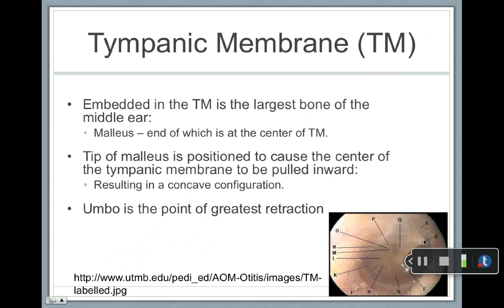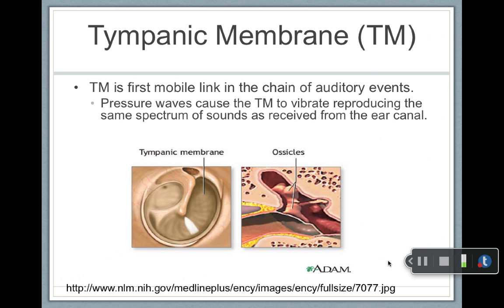It's a little gray. This is the malleus, the first bone of the middle ear. You can see it. Okay, so embedded within the tympanic membrane is the first bone, the largest bone of the middle ear, the malleus. And the tip of the malleus is the centermost portion over here. This is called the umbo, and this is what pulls the tympanic membrane up. And it is the point of greatest retraction. It makes it concave. So do you see how the tympanic membrane is on an angle?